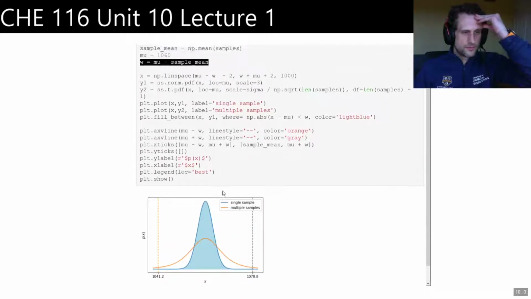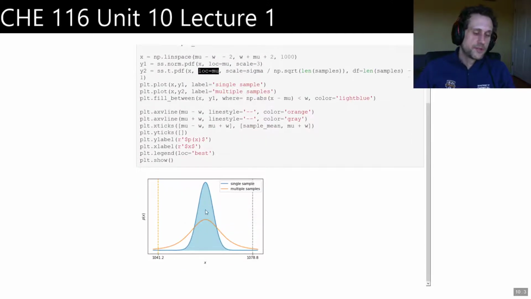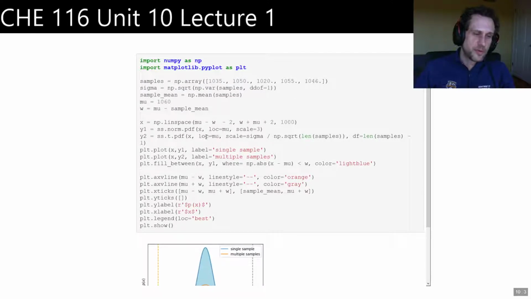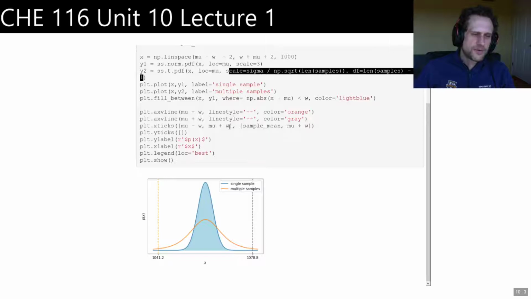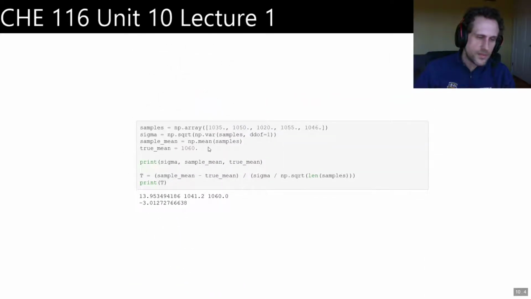Then I'm plotting the t distribution. The t distribution here is going to be centered at the population mean, or it could be the sample mean minus the population mean. This is just setting up that distribution. I'm not going to go into the rest of it, but we'll see how to solve the problem in just a second. Okay, so here we go.